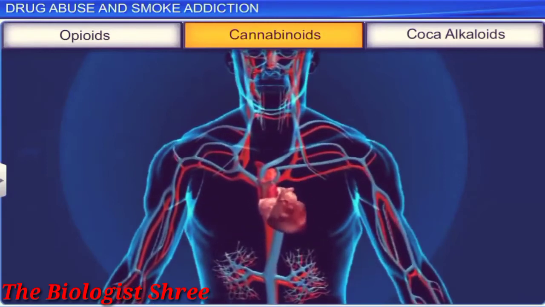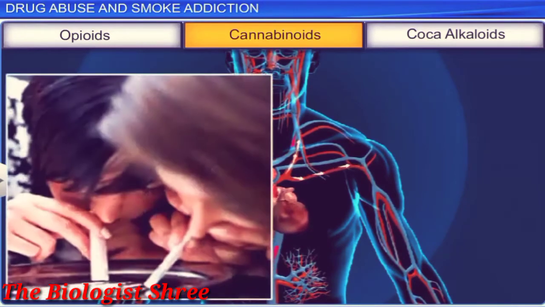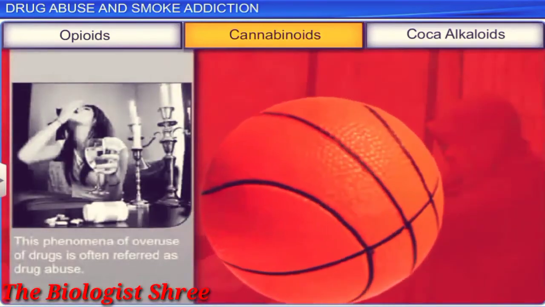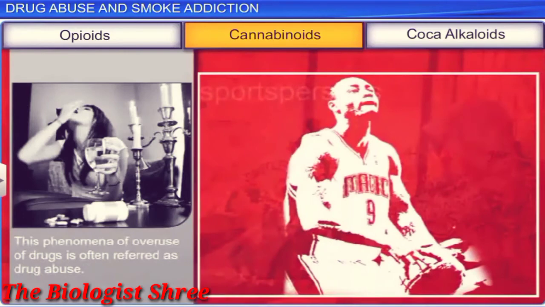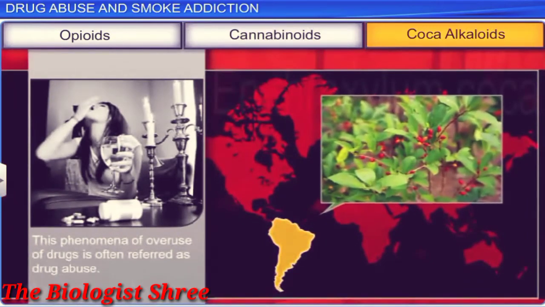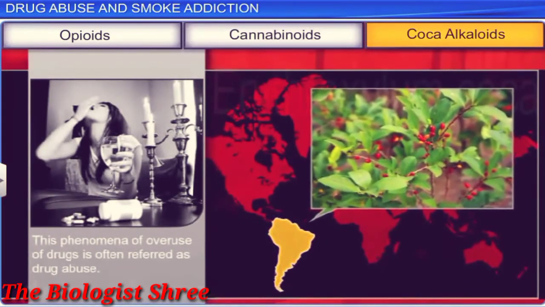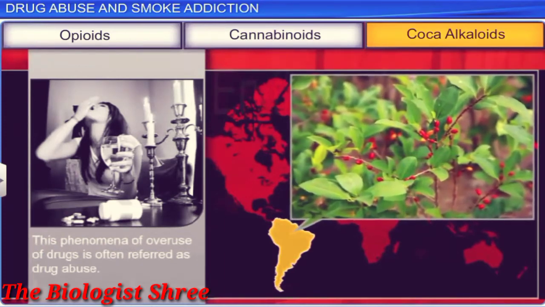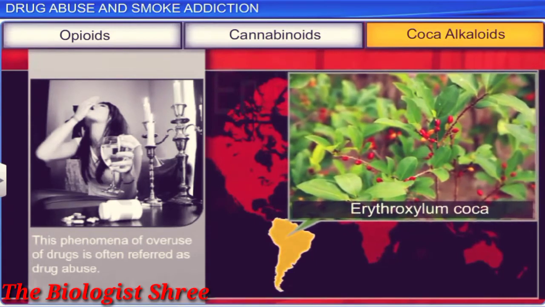All these drugs are known for their effects on the cardiovascular system of the body, and they are usually either inhaled or orally ingested. Cannabinoids are also sometimes abused by sportspersons because of their performance-enhancing properties. Coca alkaloids are better known as cocaine, coke, or crack. They are obtained from the coca plant Erythroxylum coca, which is a native plant of South America.